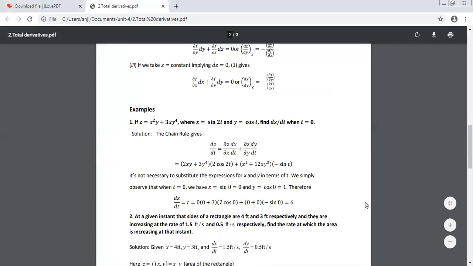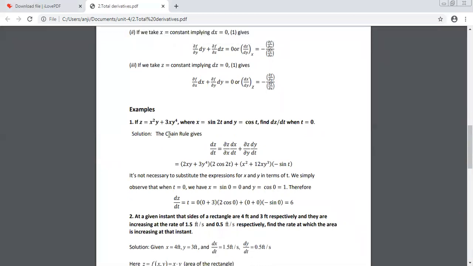If z equals x squared y plus 3x y to the power 4, where x equals sin 2t and y equals cos t, find dz by dt when t equals 0. So firstly, z is expressed in terms of x and y, right? Then after, x and y are in terms of t. That means z is in terms of t. So z is in terms of t means dz by dt exists.